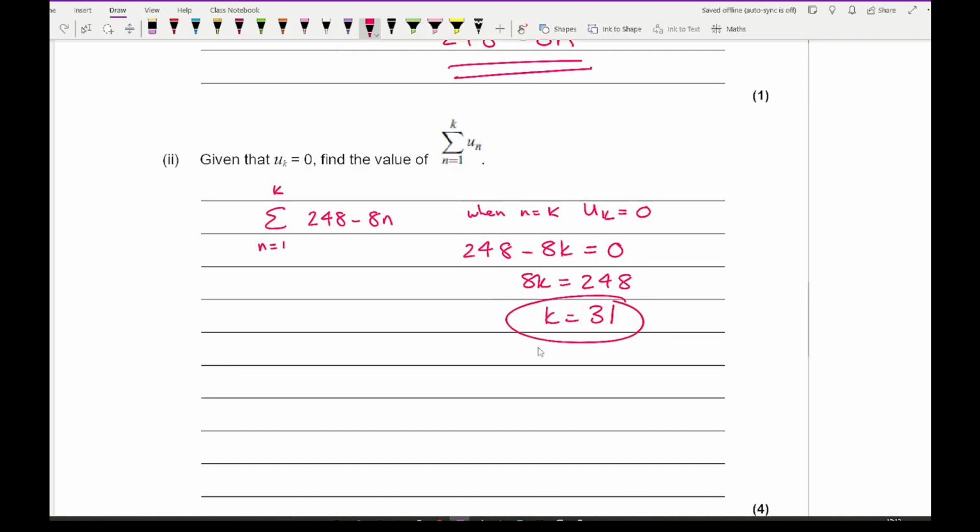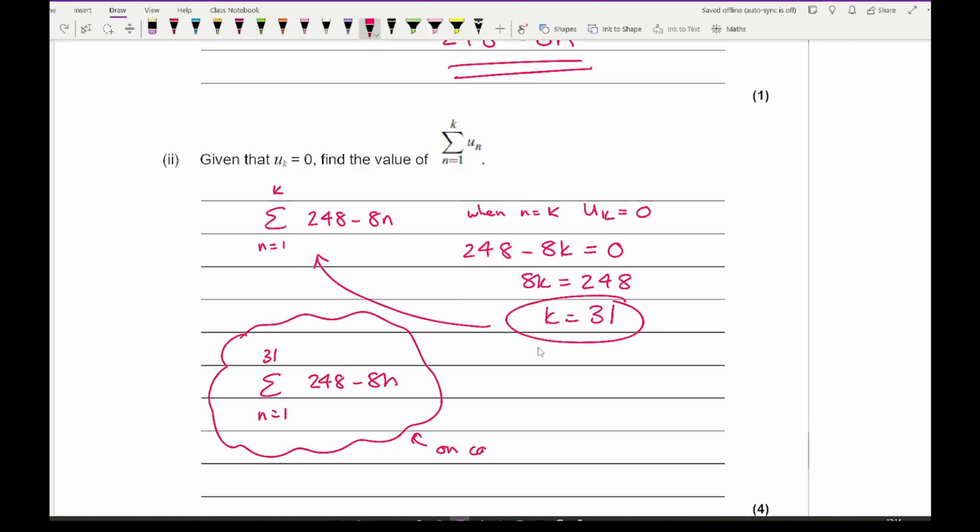So then from this, what I can do is substitute that into this expression here. So I get the sum from n equals 1 to 31 of 248 minus 8n. Now I can substitute this straight into my calculator, replacing n with x, in which I get an answer of 3,720.